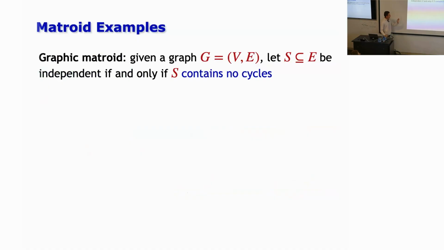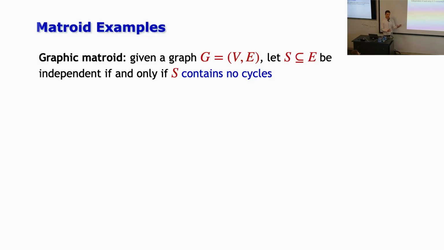For instance, maybe the most canonical example of a Matroid, and a very good example to keep in mind, is something called a graphic Matroid. Here you're given a graph G with vertices V and edges E, and we'll let the set of edges E be the ground set of our Matroid. Now we need to define what the independent sets are in this graphic Matroid. We say that a subset S of edges is independent if and only if S contains no cycles.